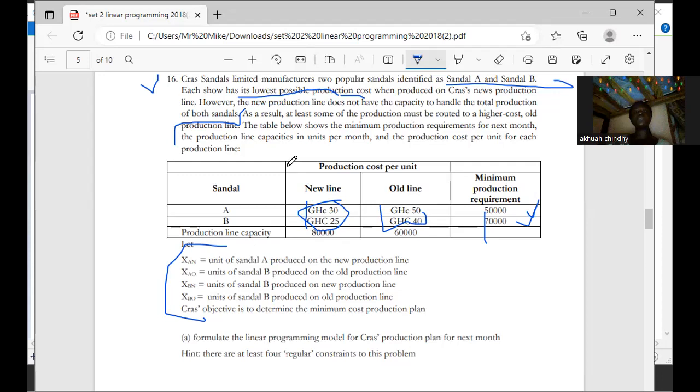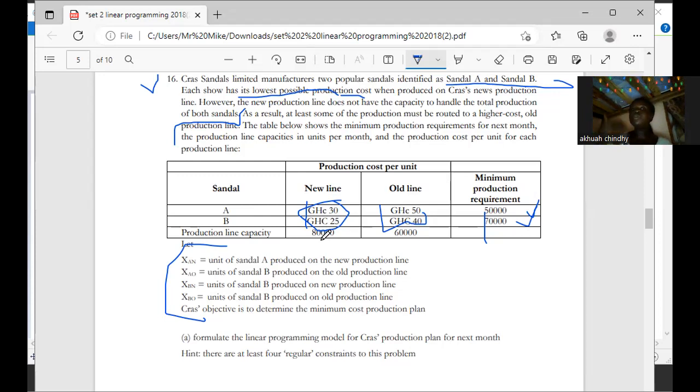So it's telling us that when you produce sandals A and sandals B on the new line, the maximum that the new line can hold or can produce is 80,000. So you see that from the question, they bought a new machine. They wanted to use it to produce A and B, but it can't produce everything, right? So this is telling us that the maximum that this new line can produce for both A and B is 80,000. You get it? That is the maximum it can produce. So you have to understand the question.